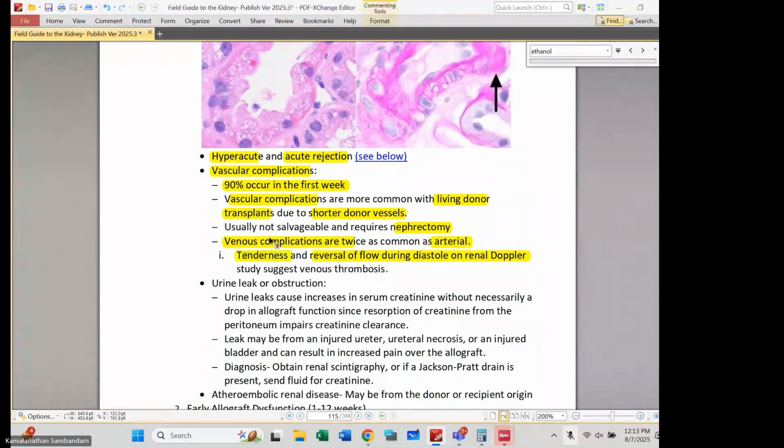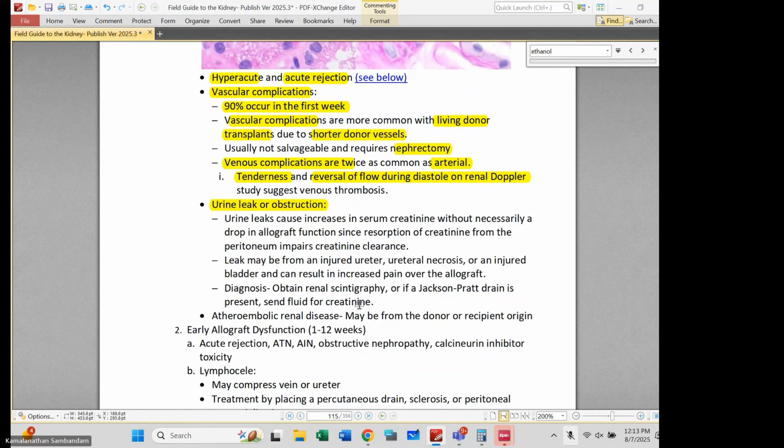Tenderness is variable because remember, the allograft is not innervated in those first weeks and months of transplantation, and so having graft tenderness is a less common symptom of an acute venous thrombosis. Okay. Urine leak or obstruction is another category of allograft dysfunction immediately post-transplant.